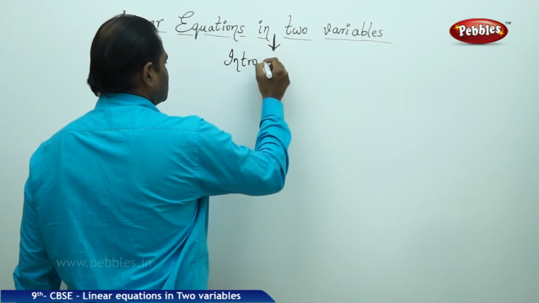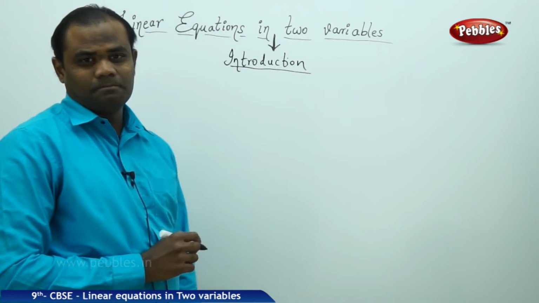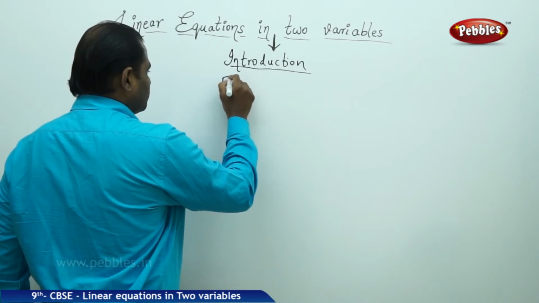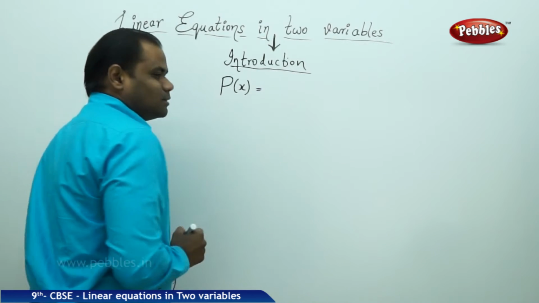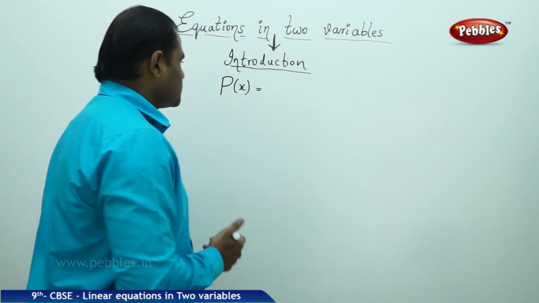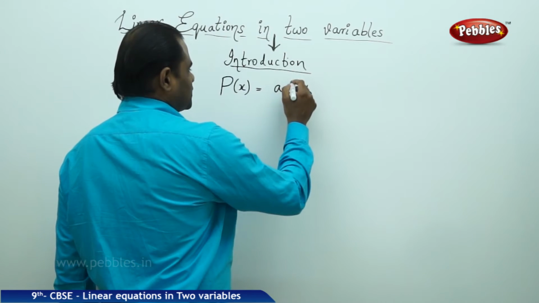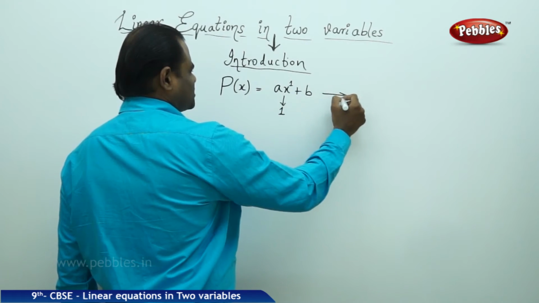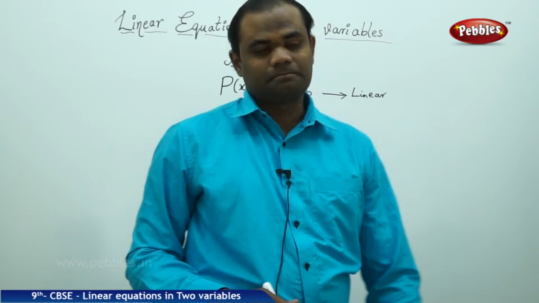Before we go into the definition, let's get into an introduction on linear equation to recap with the linear polynomial. As we know, the polynomial function denoted by p of x with variable x is linear if it has its highest degree of the variable as 1. Say for example, I have ax plus b. In this case, I find that the highest degree of x is 1 and hence such a polynomial is called a linear polynomial in x.